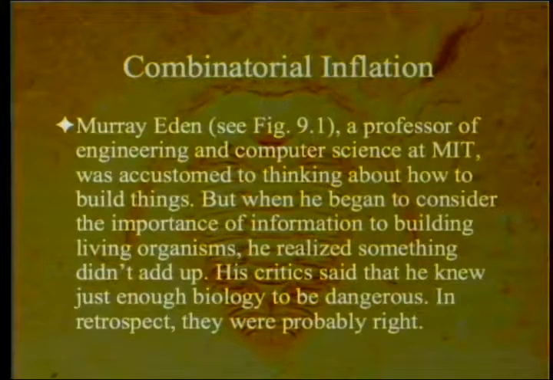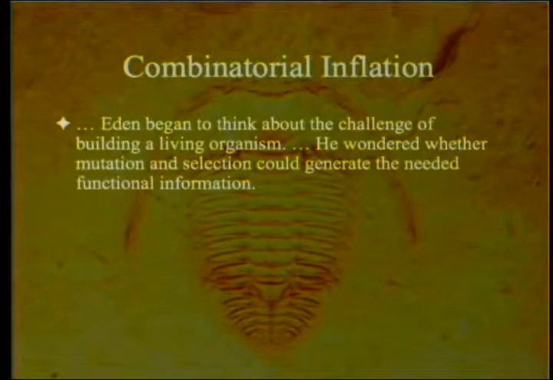Murray Eden, a professor of engineering and computer sciences at MIT, was accustomed to thinking about how to build things. But when he began to consider the importance of information in building living organisms, he realized something didn't add up. His critics said that he knew just enough biology to be dangerous. In retrospect, they were probably right.